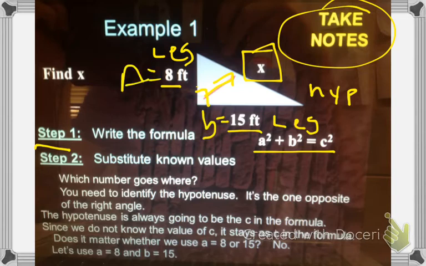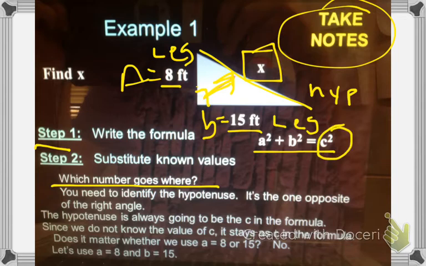Now I plug in what I know. Which number goes where? Well, you need to identify the hypotenuse. We identified the hypotenuse. It's across from my right angle. It's the longest side in my triangle. It's the opposite of the right angle, like I said. The hypotenuse is always going to be C in your formula, so my hypotenuse is C.